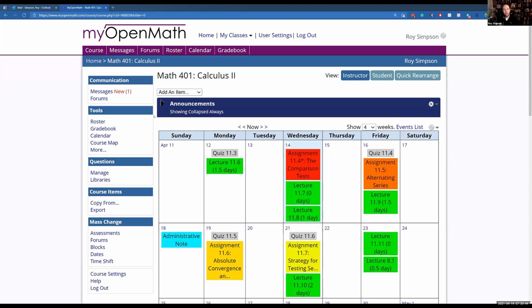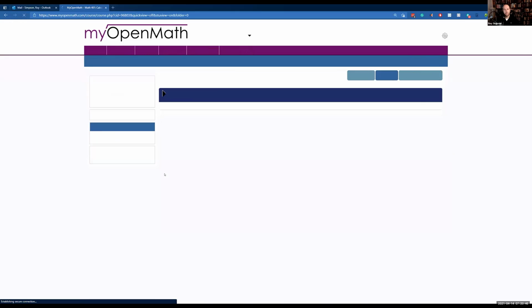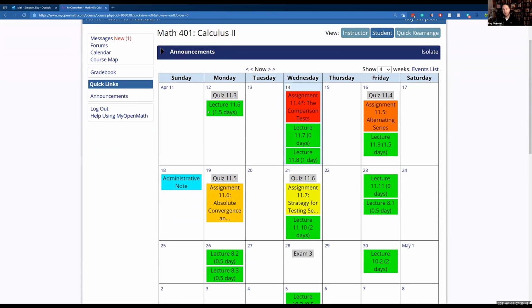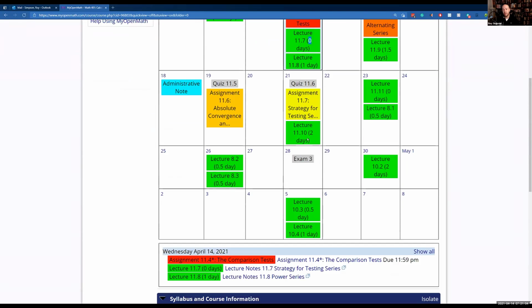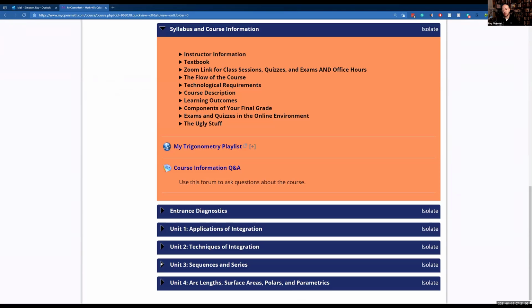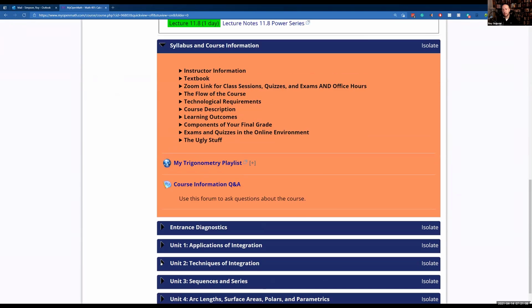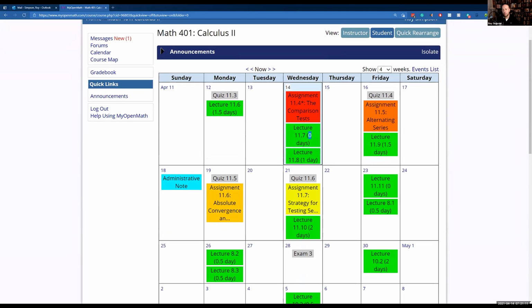All right, so here's the My Open Math page. Let me go into the student view. Nothing here has really changed. We're still finishing out 11.6 today. And then 11.7, just to give you a heads up, there's no lecture on it, so that's why it says 0 days, but there is an assignment for it. If you scroll down under Unit 3, sequences and series, you'll see an assignment that's due next Wednesday. And we'll start into 11.8 today.